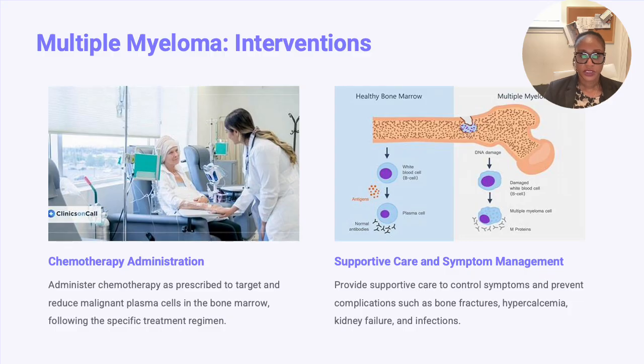So some additional information with intervention. As I mentioned before, the chemotherapy administration, and make sure the patient is comfortable. We want to provide teaching and then provide the chemotherapy as it is prescribed to reduce any malignant plasma cells in the bone marrow. And then of course we want to follow the specific treatment regimen as it is prescribed. We want to offer any supportive care and management wherever is needed by providing care to control symptoms and anything that we need to do to therapeutically support our patient.